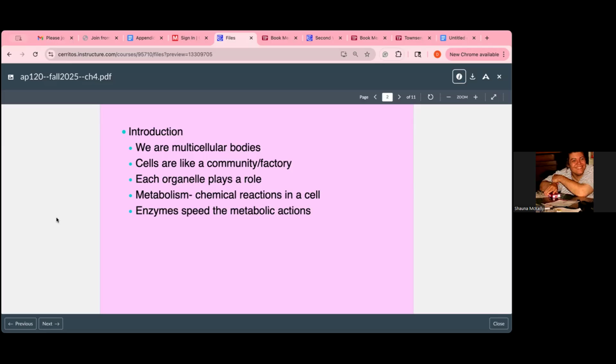Metabolism refers to the chemical reactions in a cell, okay? Because we're talking about this on a cellular level. It's the chemical reactions in a cell. Enzymes speed up the metabolic reactions, okay? So enzymes are for speeding them up. We have other substances that slow down reactions, but enzymes speed them up. Okay, what else do we have?